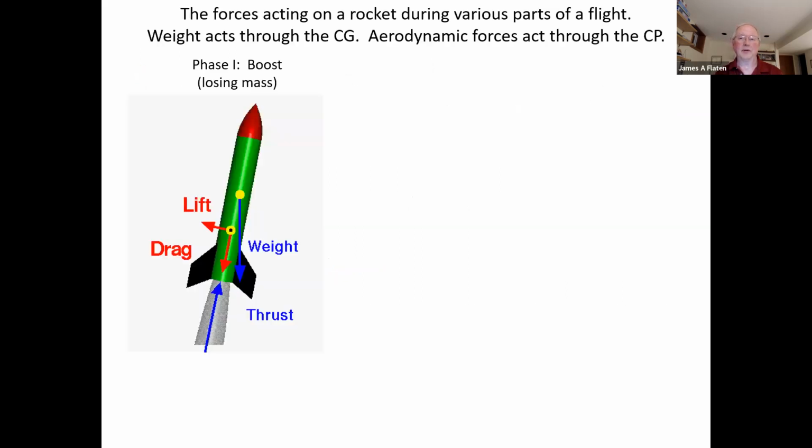Here are the three phases. In phase one, we have the rocket, which has weight, thrust, which should be a much longer vector than that, actually, pushing upwards. Weight pushes straight downwards. Drag is opposite the motion, so drag in this case would be downwards also. And let's just assume that we're going straight vertically, so there is no lift, there's no sideways force.